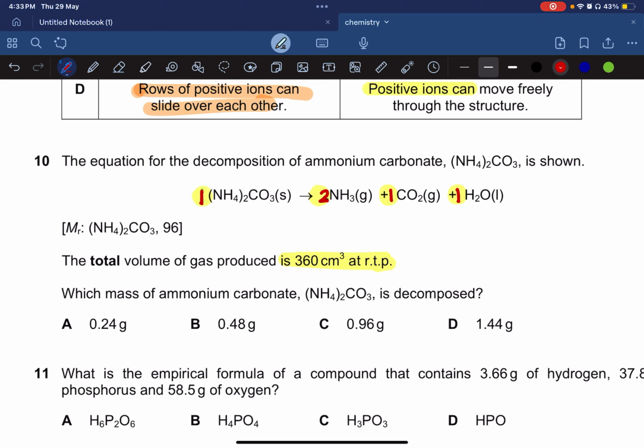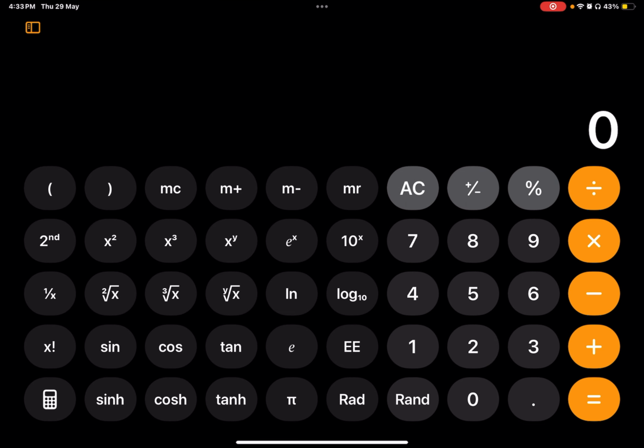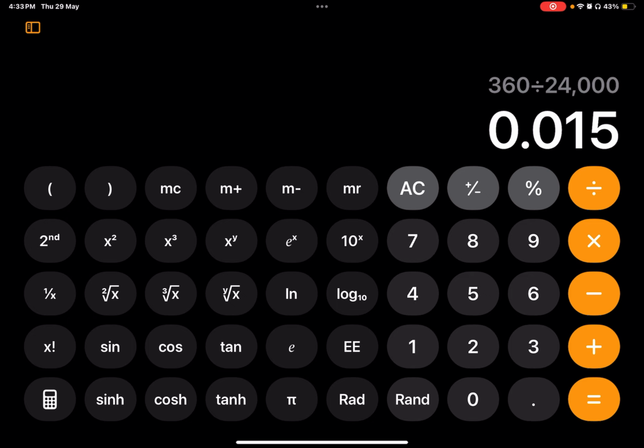For instance, moles equals volume upon 24, because it's cm cube, I'm going to use 24,000 cm cube. So moles is equal to volume, 360, upon 24,000. So how many moles do I get? 360 divided by 24,000, and that's going to give me 0.015 moles.